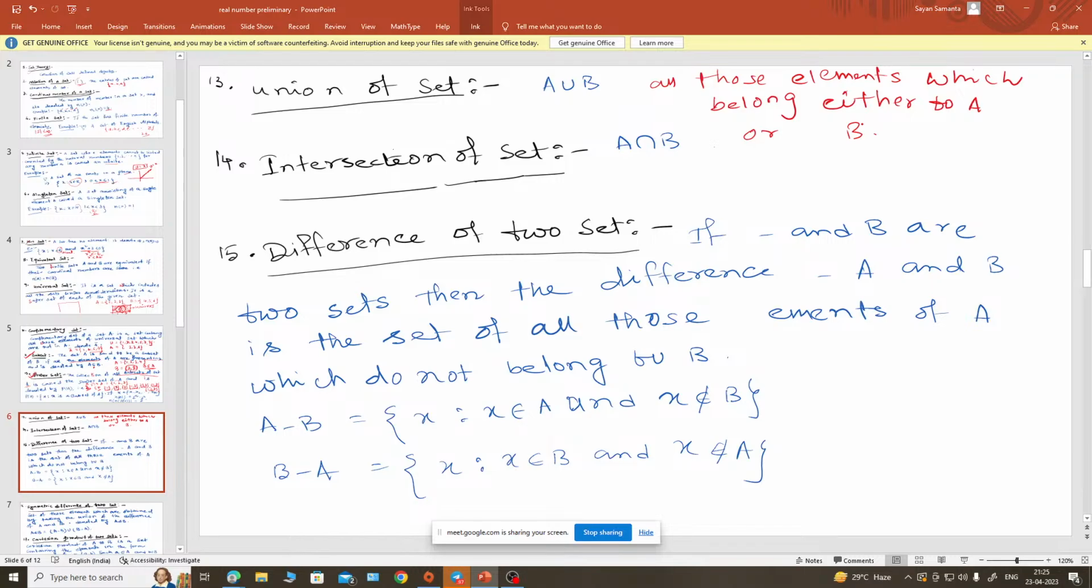If A exists or B exists, it is denoted by A union B. This set is defined as x such that x belongs to A or x belongs to B. Is it clear to everyone? That is called universal set: all those elements which belong to either A or B. Okay, clear? Please comment.